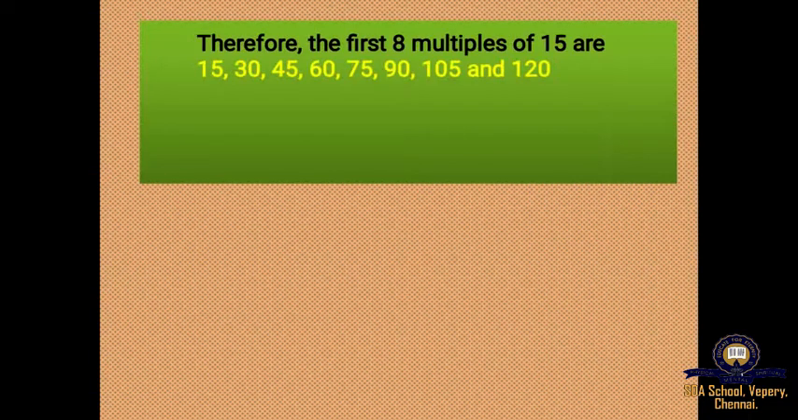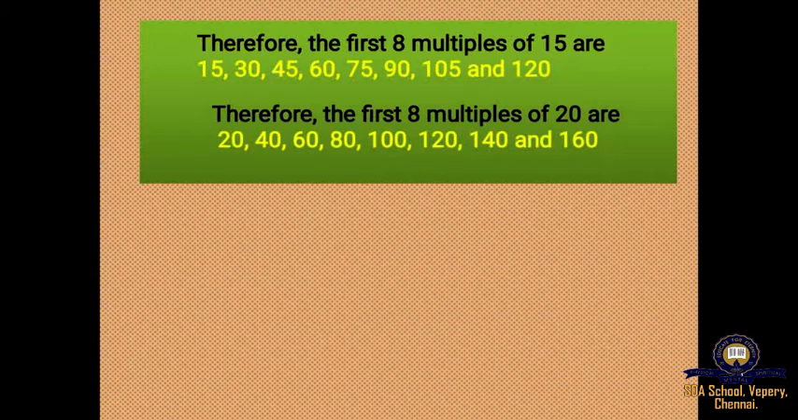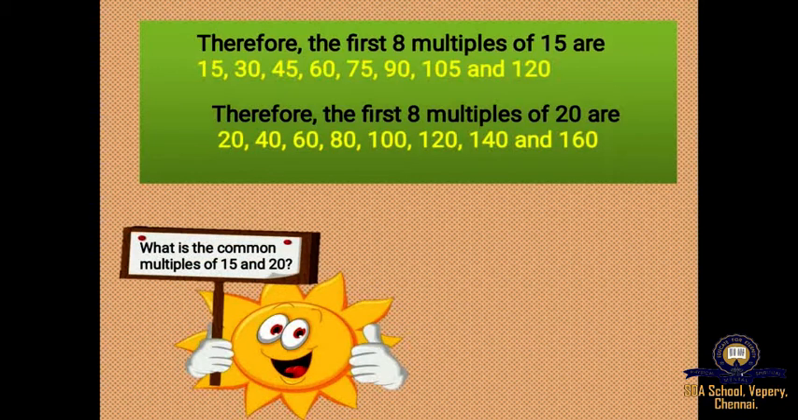Therefore, the first 8 multiples of 15 are 15, 30, 45, 60, 75, 90, 105 and 120. The first 8 multiples of 20 are 20, 40, 60, 80, 100, 120, 140 and 160. What is the common multiple of 15 and 20? Yes, it is 60 and 120.